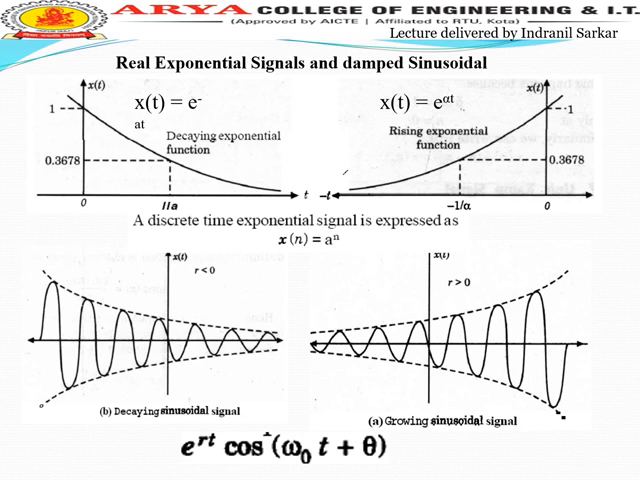Below there are also two types of signal for r less than 0. This is the decaying sinusoidal signal, and on the right side this is the growing sinusoidal signal, represented as e to the power rt cos(ω0 t + θ). And the signal is represented as x[n] is equal to e to the power n.